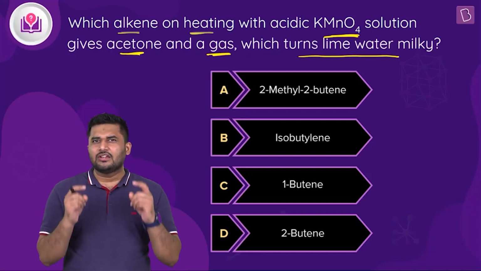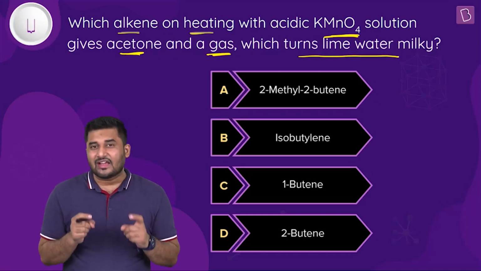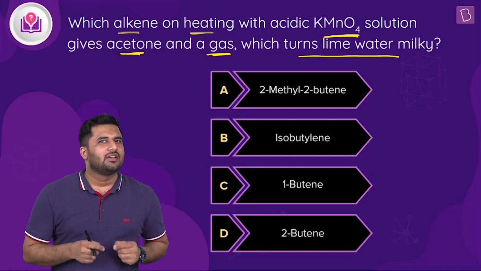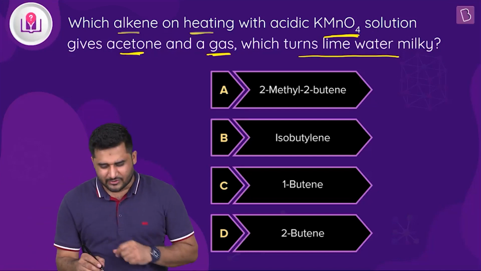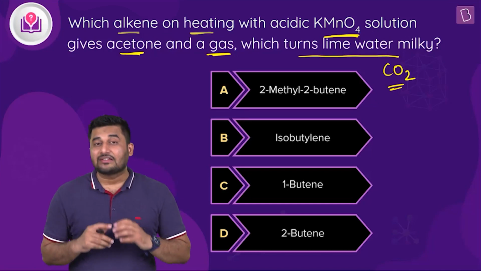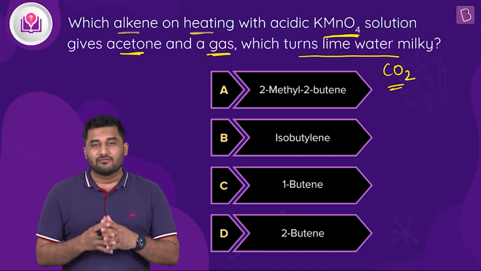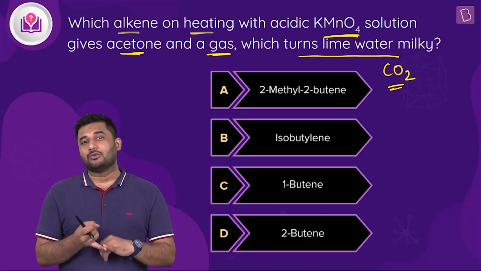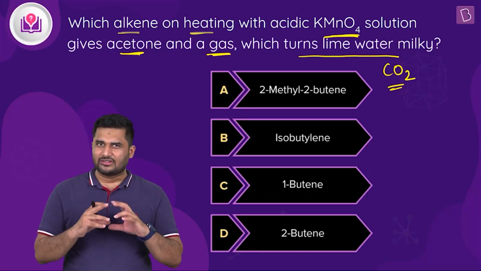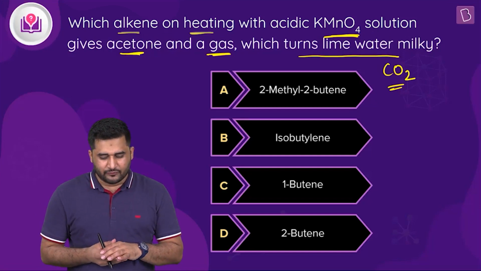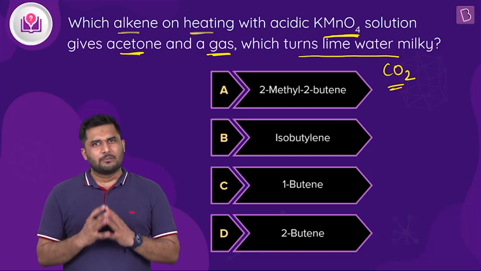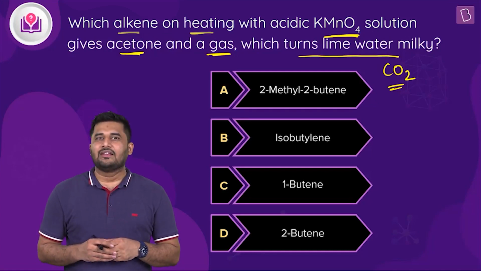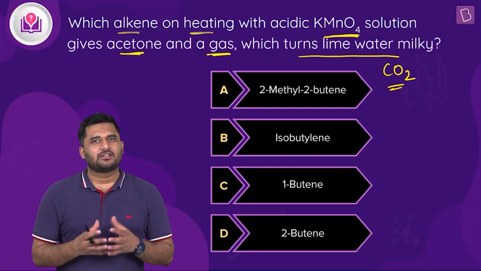Now just keep thinking about this, which gas turns lime water milky. Just try to put a little more stress. Yes, are you getting it? Absolutely, it is CO2. We know that it is carbon dioxide that turns lime water milky, isn't it? So now you know that we have acetone and CO2 obtained due to this reaction, and what we have to look for is the reactant. So the simplest way is to draw the structure of all four of these, and then let's try to form the product in these cases.